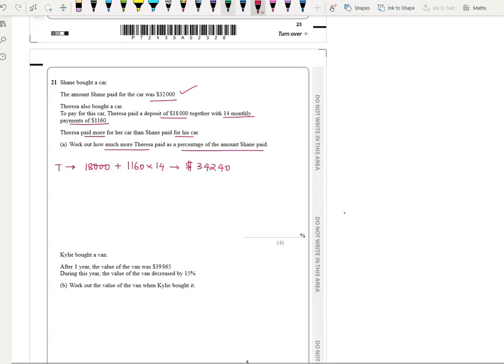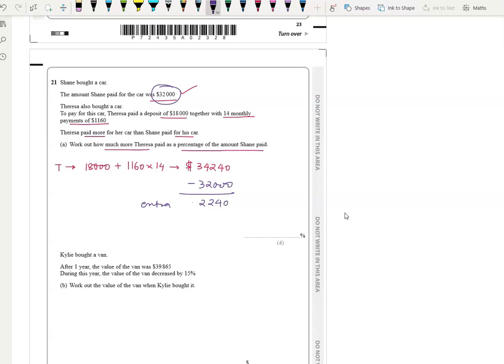$34,240. Now you can see here that Shane paid only $32,000. So you subtract 32,000, so we can find out how much extra Teresa paid. So the extra amount paid by Teresa is $2,240.